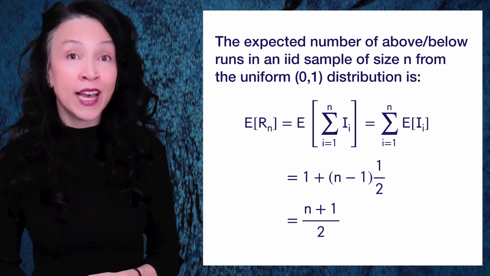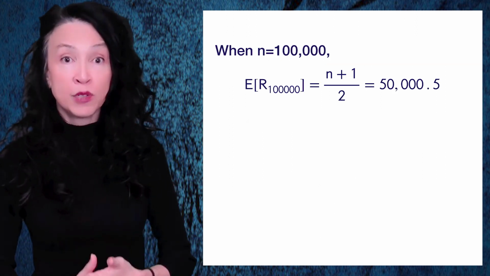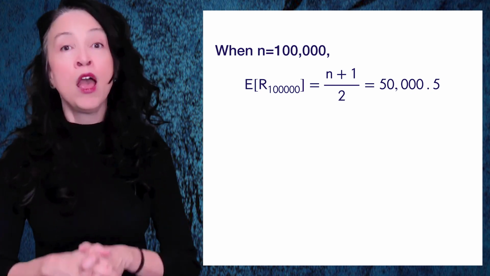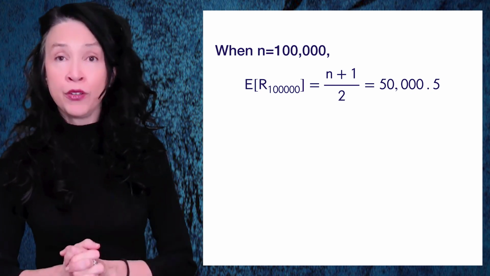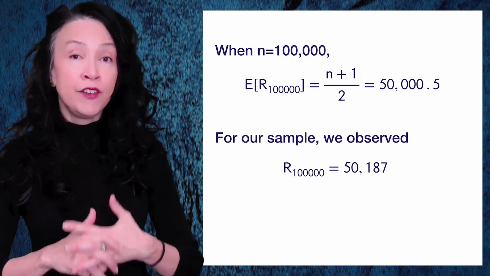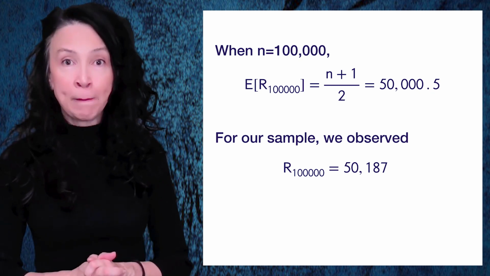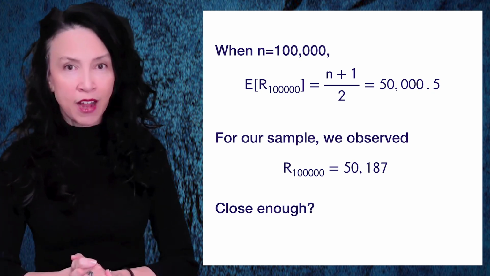When n is 100,000, as it was in our sample, this expected number of runs above or below the mean comes out to be 50,000.5. And I'll just remind you that in our sample, we observed 50,187 runs above or below the mean. So the question is, is this close enough?